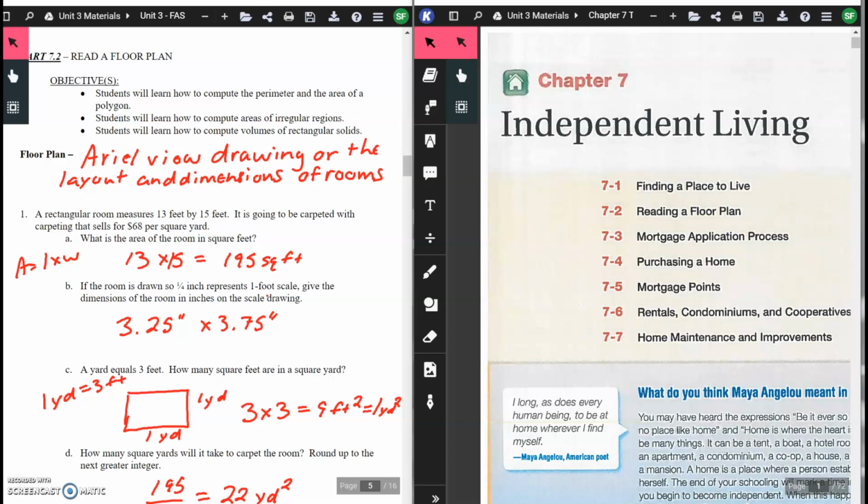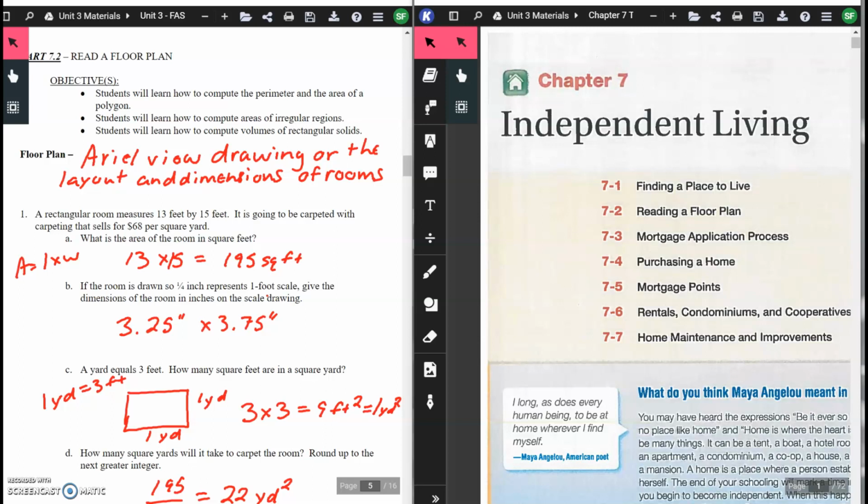If the room is drawn so 1/4 of an inch represents 1 foot scale, give the dimensions of the room in inches on the scale drawing. So here, you're going to take your 13 and divide it by 4. Okay, and then you're going to take your 15 and divide that by 4. Okay, and it gives you 3.25 by 3.75. Okay, you're going to take 1/4 of each number.